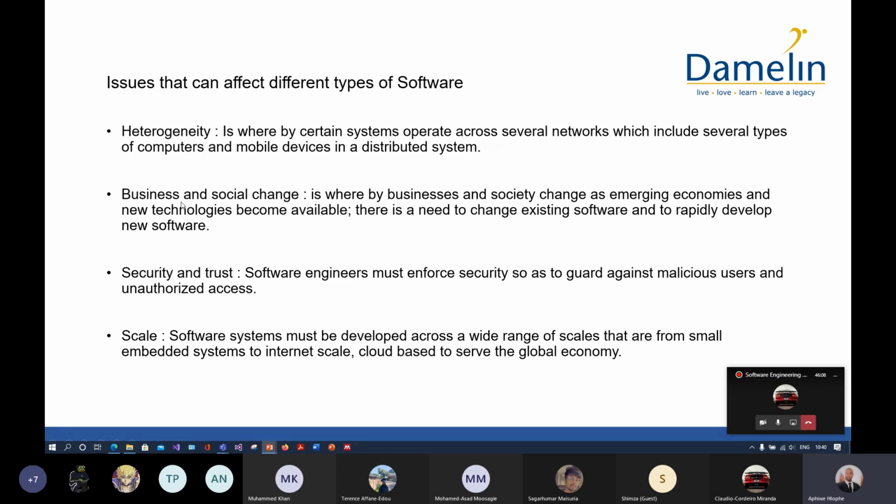So business and social change is whereby businesses and society change as emerging economies and new technologies become available. There is a need to change existing software and to rapidly develop new software. That is true. Society changes, the world is changing. Picture these new concepts that they talk about, like cloud computing. You need to be able to adjust so that you remain competitive.